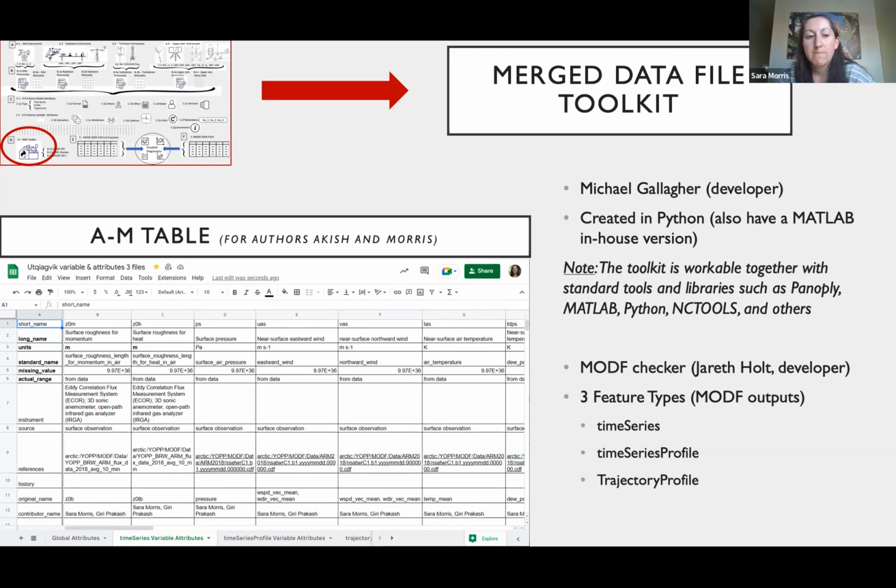And so with this toolkit, we're trying to produce these other avenues, I guess, for folks to easily create. So that's the goal here. Next slide.